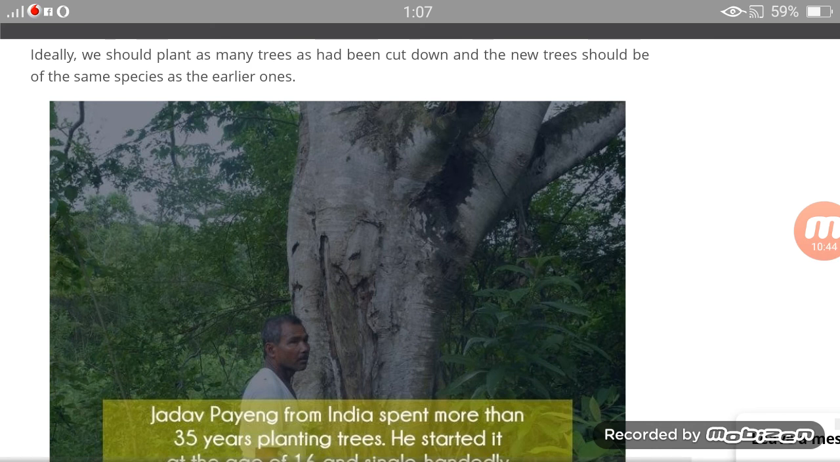Ideally, we should plant as many trees as had been cut down. It is saying that we should plant as many trees as we are cutting down. We should plant the same number of trees and even more, and the new trees should be of the same species as the earlier ones, so the restocking will be more beneficial if they are of the same species.